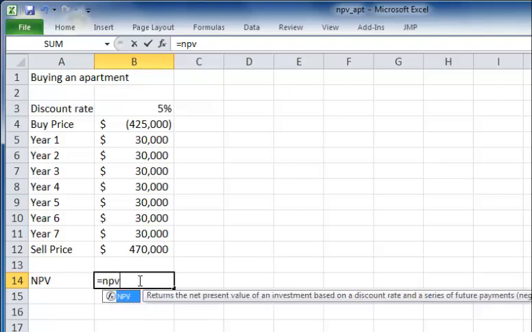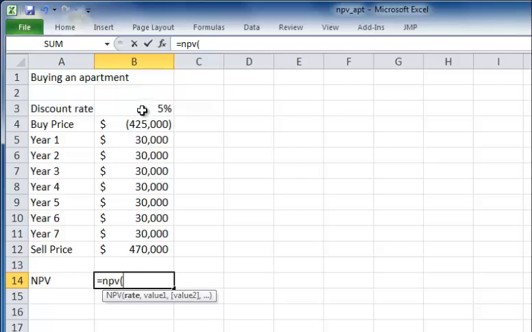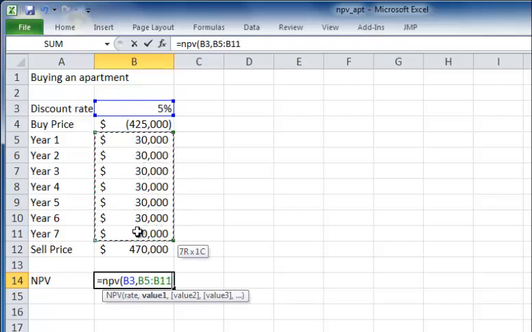It just requires, first of all, a discount rate, which we specify in cell B3, 5%, and then the series of cash inflow. So in this example, it is from year 1 until the end of horizon where Thomas sells the apartment. And the last one is we can close this NPV calculation.